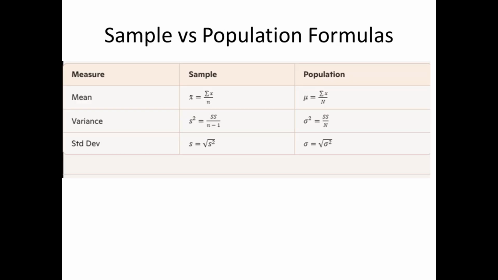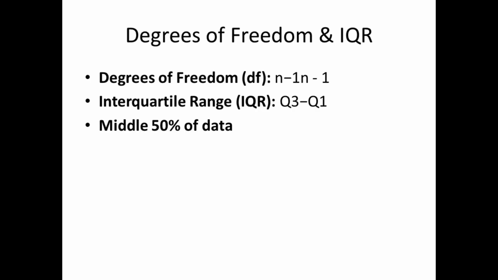Next, sample versus population formulas. It is important to use the correct formula based on whether you are analyzing a sample or an entire population. Degrees of freedom and IQR. Degrees of freedom means we use n minus 1 in sample variance or SD. IQR is the interquartile range. Q3 minus Q1 gives the middle 50% of the data.